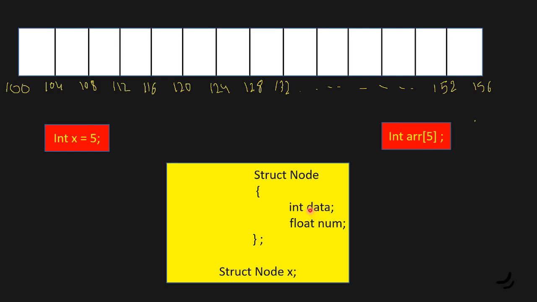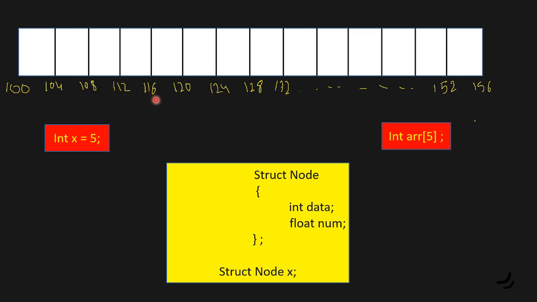Now let's see how much memory, or how many square blocks, it will need to store the whole x. For storing the data, as it is an integer, it needs 1 block of memory, and for my computer architecture the size of float is 4 bytes, hence for storing the num we need 1 more block. So the total, if we want to store x of data type struct node, is 2 square blocks. That means we need 2 blocks of memory inside the RAM.